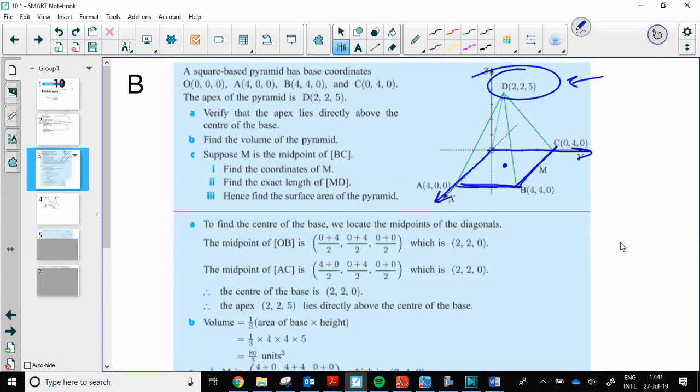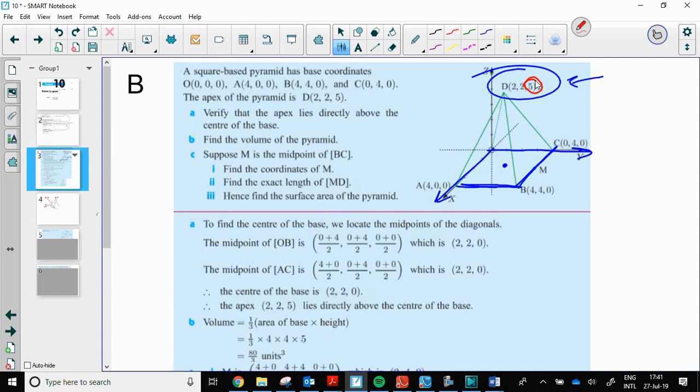Okay, and part B, the volume of the pyramid. We've seen that formula before, so it's 1/3 the area of the base times the height. The area of the base is obviously 16, the height is 5. I know the height is 5 because that is the z-coordinate right there. So we easily calculate 80 over 3.